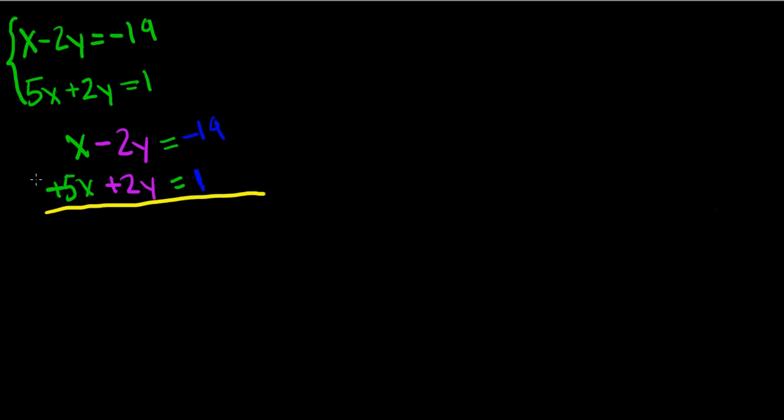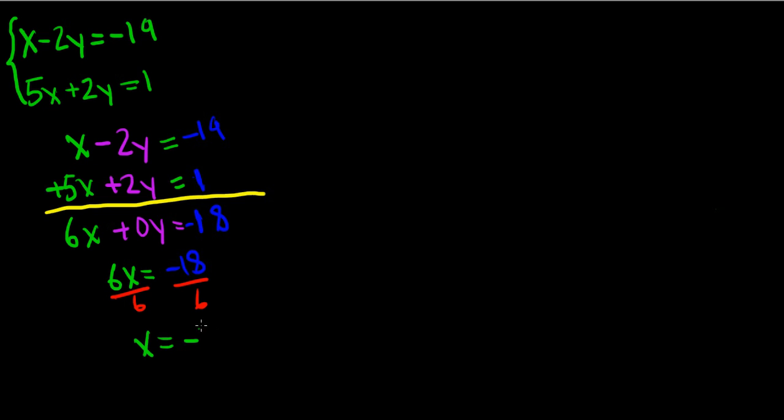When we add, we just add straight down. So x plus 5x is going to give us 6x. Negative 2y plus 2y cancels out to become 0, equals negative 19 plus 1 equals negative 18. So we're left with 6x equals negative 18. Now we want to isolate the x variable in order to solve for it. To do this, we have to divide both sides by 6. That leaves us with 1x on the left and negative 3 on the right.